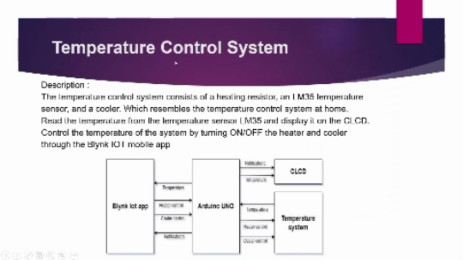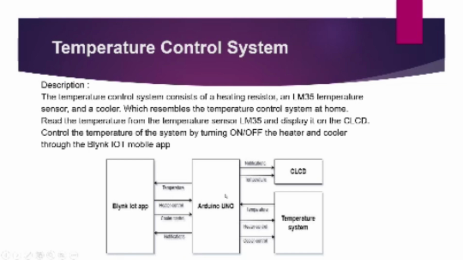The temperature control system is the second part of the project. The temperature control system consists of a heating resistor, an LM35 temperature sensor, and a cooler, which resembles the temperature control system at home. It reads the temperature from the LM35 temperature sensor and displays it on the CLCD. This is the block diagram of the temperature control system used in this project, and here we have the Arduino Uno, temperature system, CLCD, and Blynk IoT application.